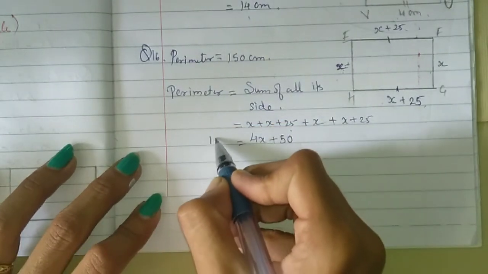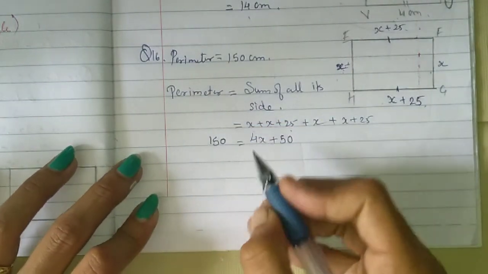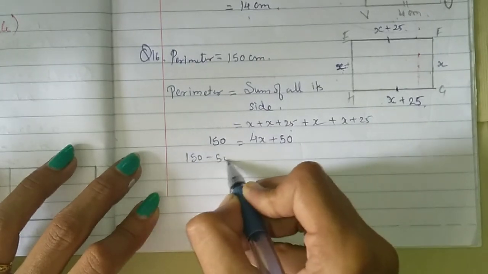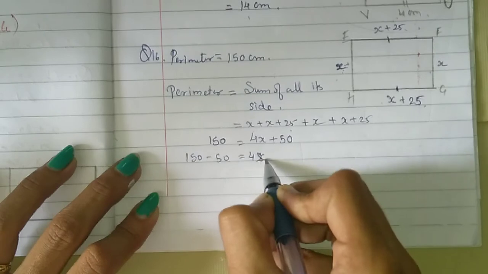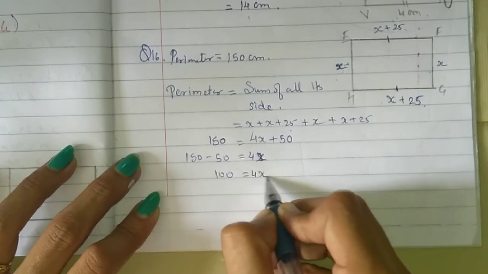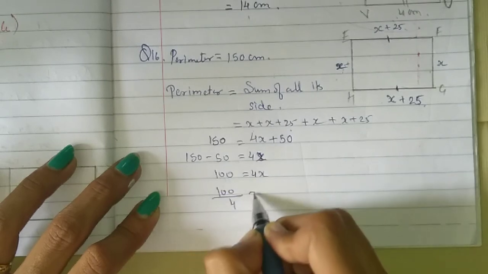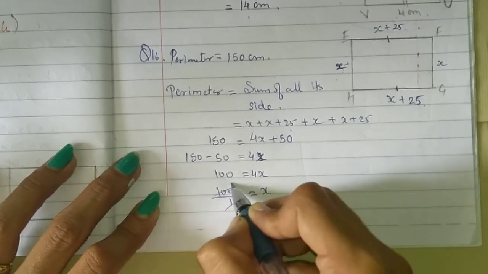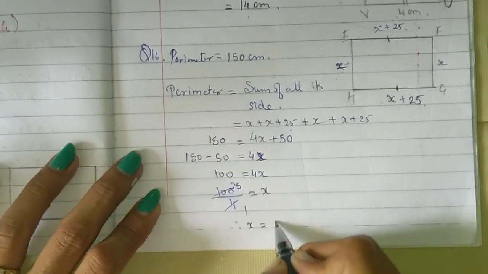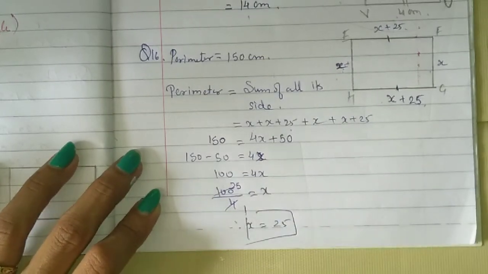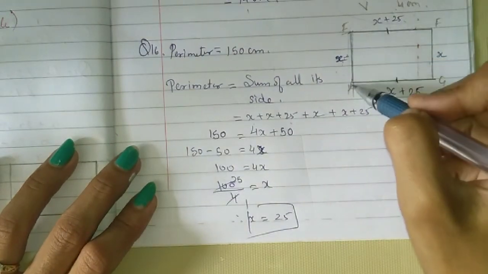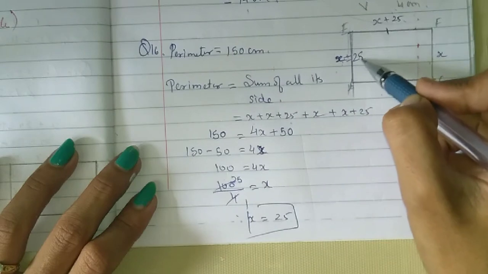Here the perimeter given value is 150. So 150 minus 50 equals 4x. Now 150 minus 50 is 100, equal to 4x. So 100 upon 4 equals x. 4 ones are 4, 25 are 100. Therefore x equals 25. That's your answer. Now one side we have found out, that x equals 25.